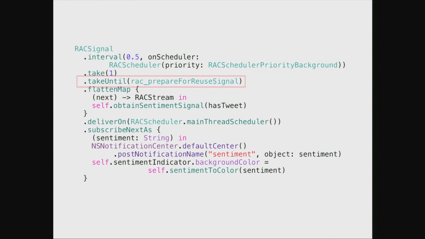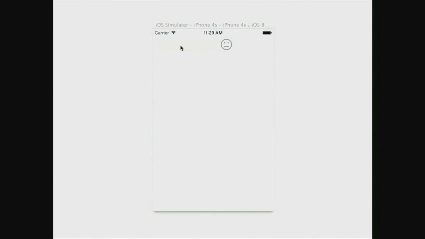So what that does is it forms a gate which will only let the next event through if the cell has not been recycled. So this is basically the signal that we require that says a cell has been visible for a short period of time. Then we just go through the usual route of flatten, map, deliver on, subscribe, and we're done, which is really cool.